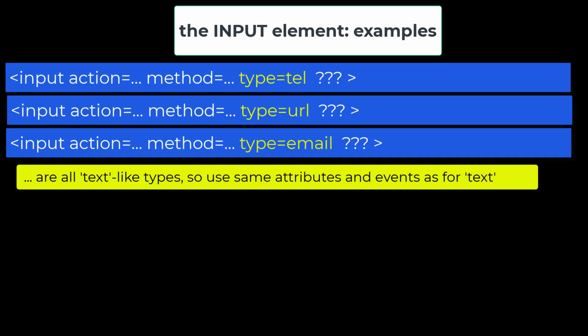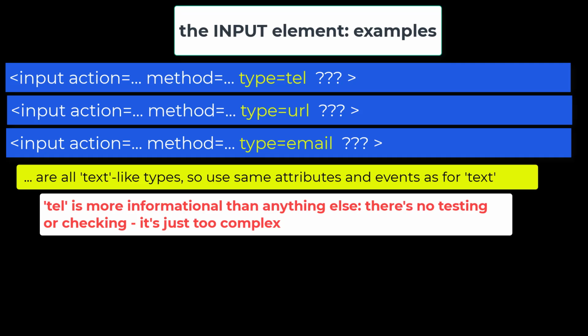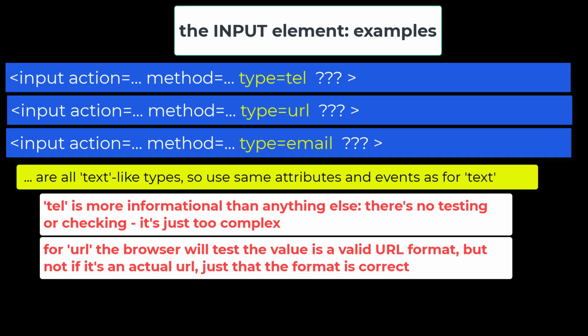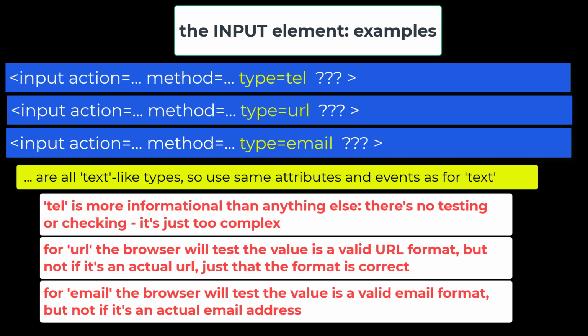If you use type equals tel, type equals URL, or type equals email, these are all text-like types. So the same sets of attributes and events as for type equals text apply. Now, type equals tel is more informational than anything else. There is no testing. But for type equals URL, the browser will test that it contains a valid URL format, but not if it's an actual URL. And similarly, if type equals email, the browser will test it has a valid email format, but not if it is an actual email address.